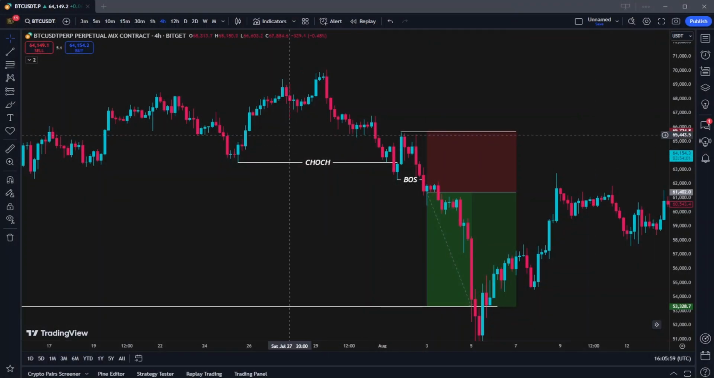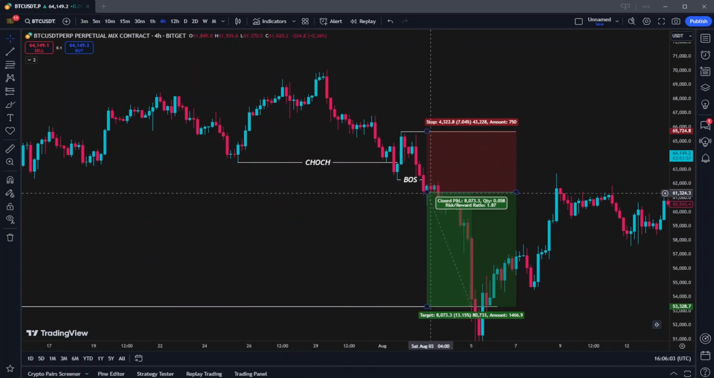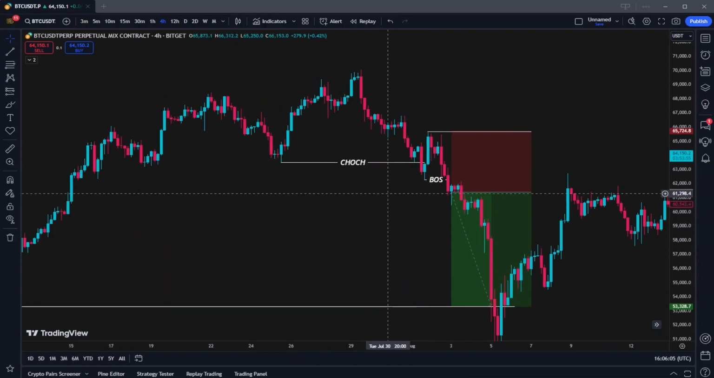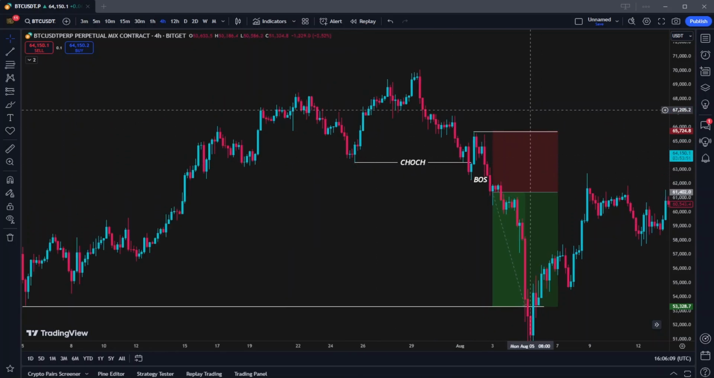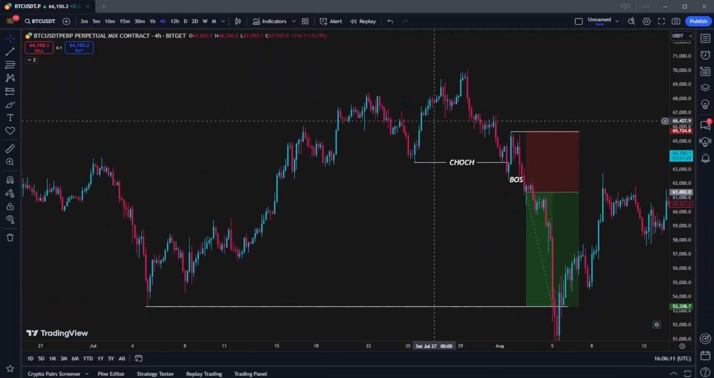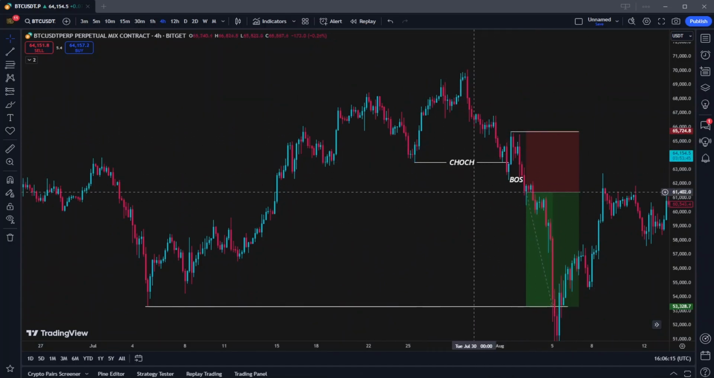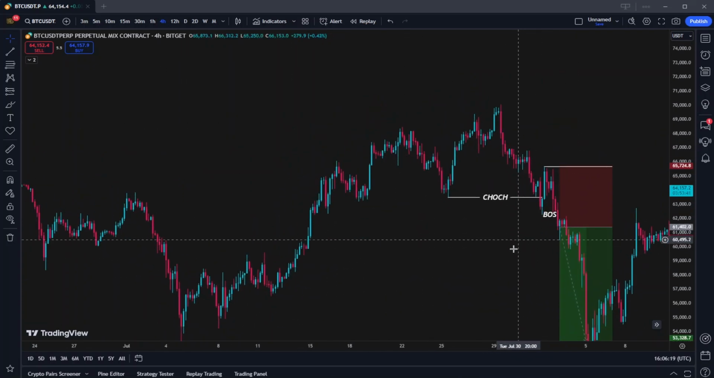So here is a quick and simple trade that you could have caught using the change of character and the break of structure as your strategy. Again, we're going to cover way more things in further episodes, so this shouldn't be your single strategy. This is just something that you could have caught by using just the change of character, the break of structure, and some swing lows and swing highs.